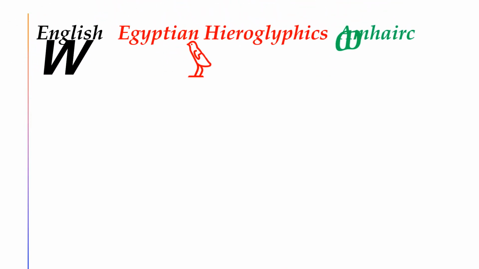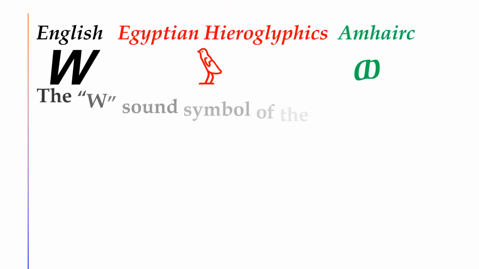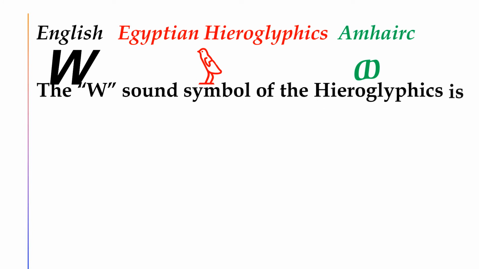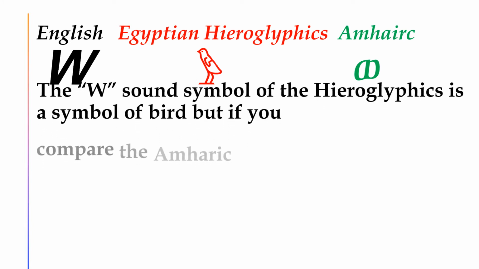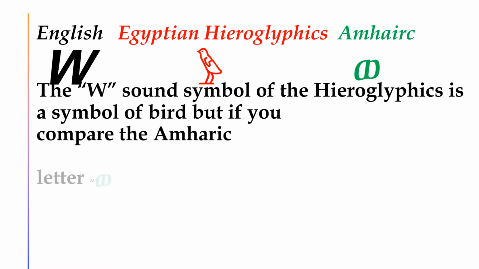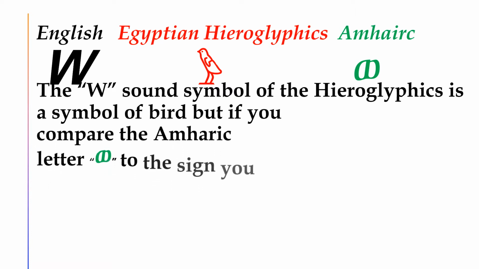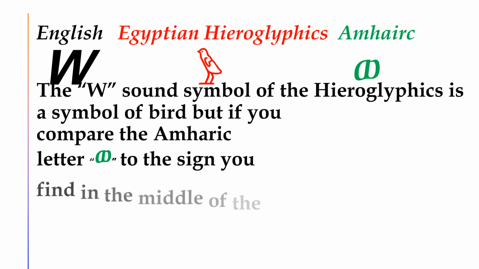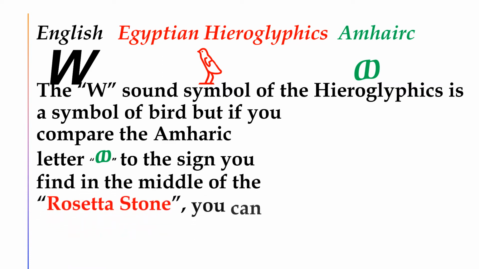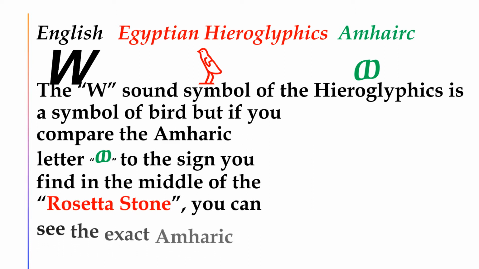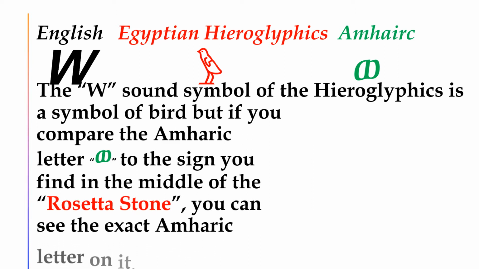Then comes the W sound. In Amharic it is we. The sound is we. And the Egyptian hieroglyphics, just like the Western scholars, have taken the bird sign. And the bird sign, in Amharic, we call it wef. It starts with an Amharic w sound. Wef. We call it wef.